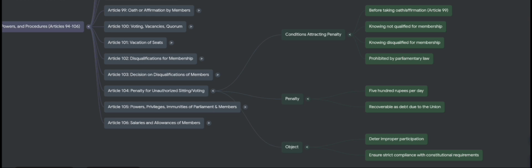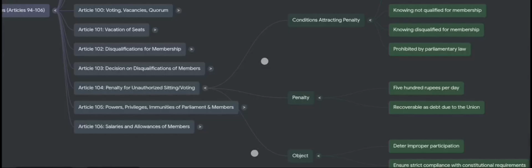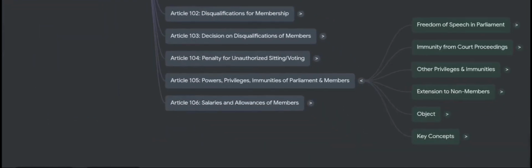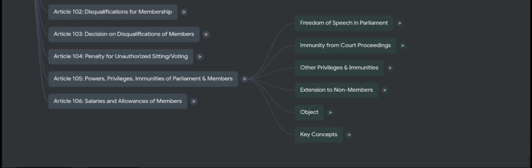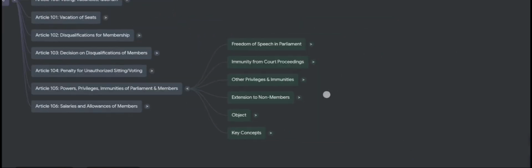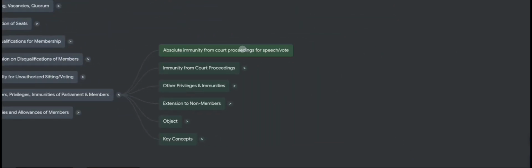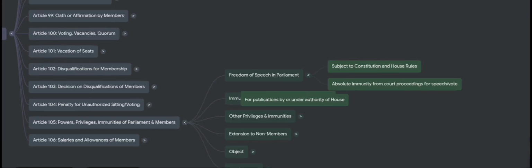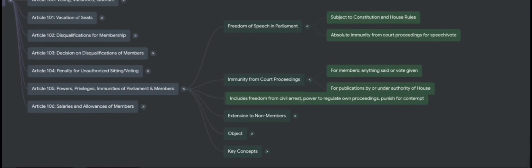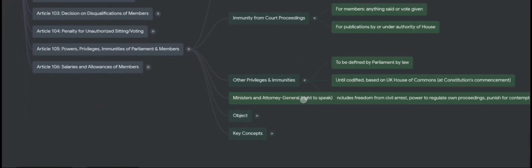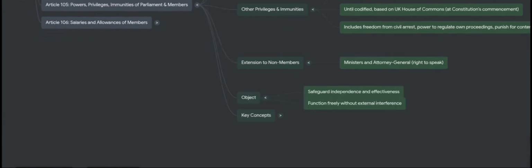legislative process itself. We're now moving into our final section, Section 3, focusing on parliamentary powers, privileges, and member emoluments. Let's kick off with Article 105. This article is fundamental. It's about shielding the legislature, granting Parliament, its members, and committees specific powers, privileges, and immunities. These are considered essential for their independent and fearless functioning, free from external interference. The first privilege mentioned, right in Clause 1, is freedom of speech within Parliament.